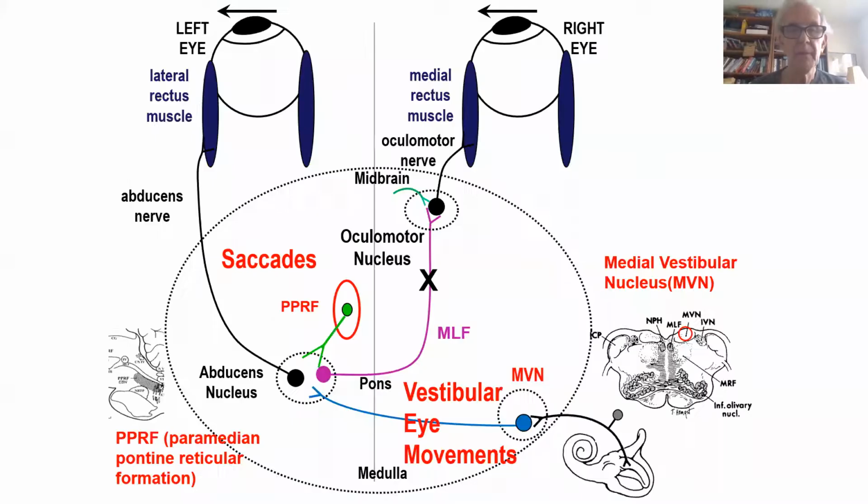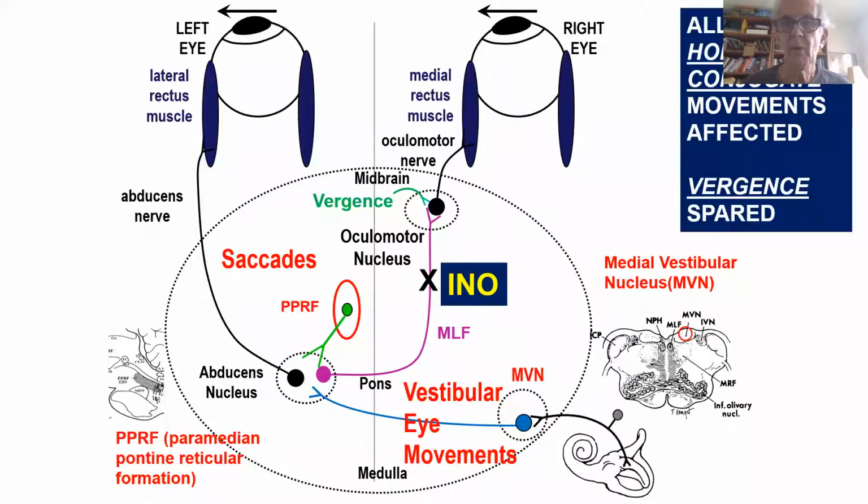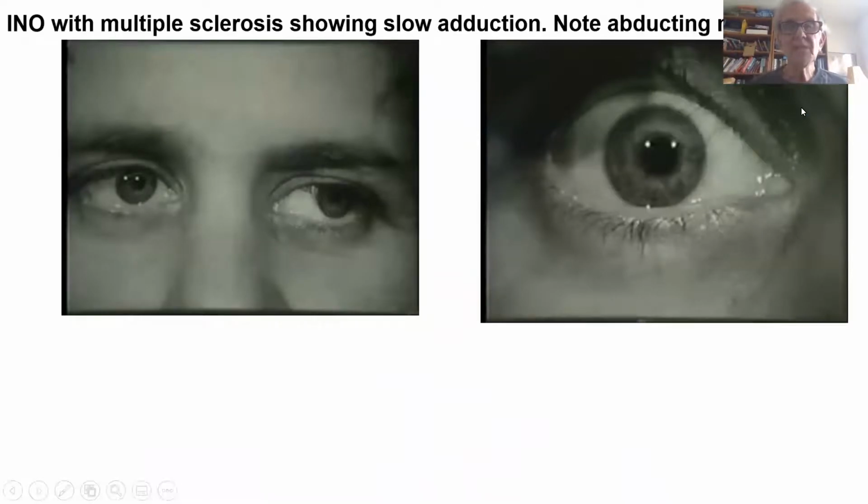We're going to come back to some of the subtleties of this syndrome a little later today. So, where's the lesion? Smack in the MLF. Vergence was spared because it has direct access to the medial rectus motor neurons. It does not need the MLF. All horizontal conjugate movements were affected. Vergence was spared. Now let's see a few subtle cases of this for the experts.